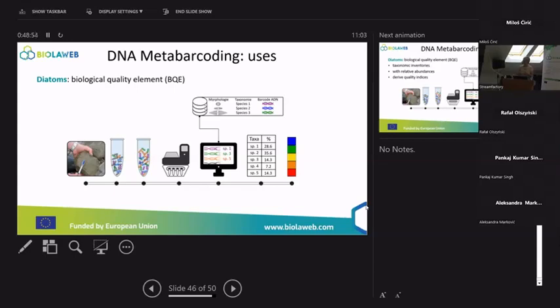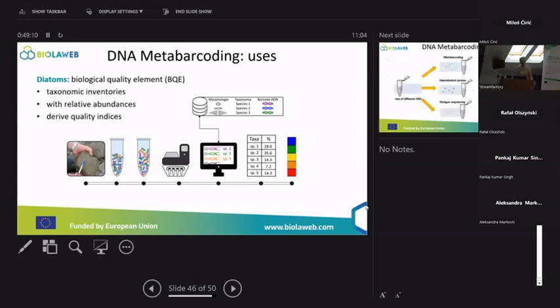So Frédéric will go into detail on the way to assess the quantification, because this is also a bit special, because it's much different from what we do with microscopy. So you will obtain taxonomic inventories with relative abundances, and from that you can derive quality indices.